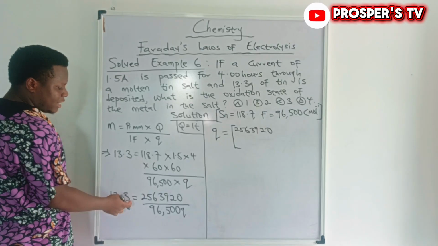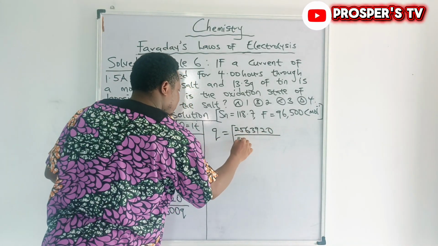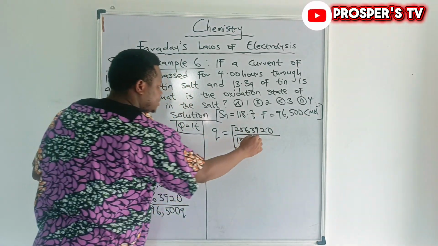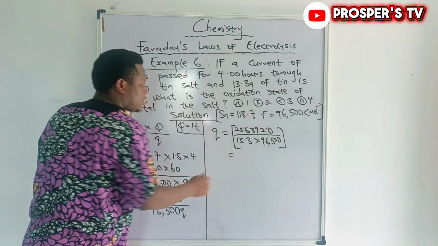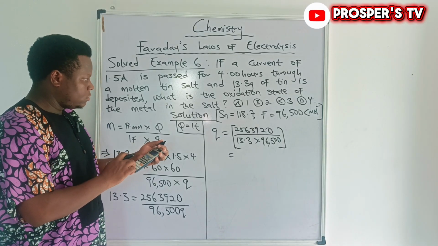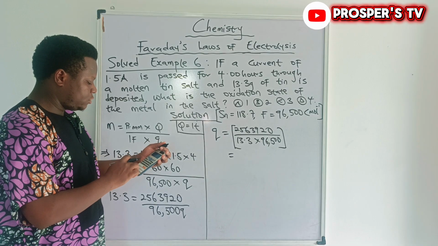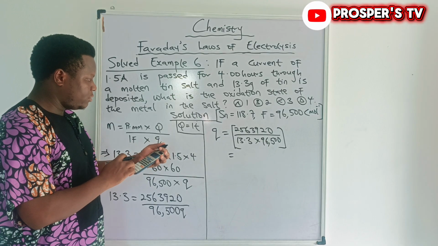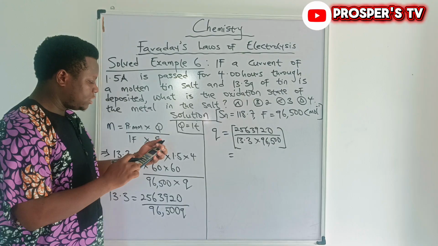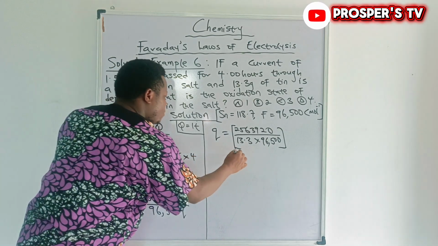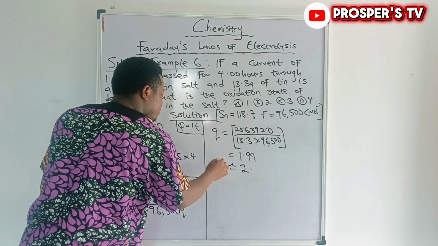So you have 2563920. The coefficient of Q will be this number and then this number. So we're dividing with 13.3 times 96,500. So we punch that in our calculator. 2563920 divided by 13.3 times 96,500. So that gives us 1.99.